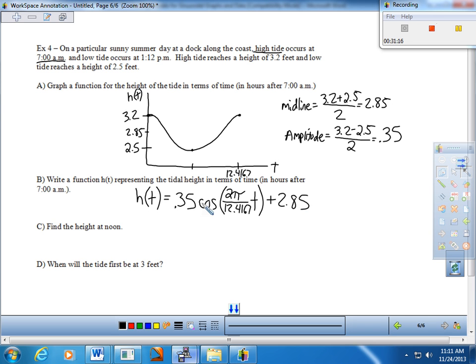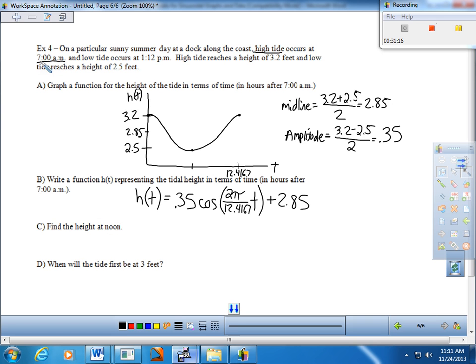I might come back and graph this at the very end just to make sure everything is okay. But for right now, let's wrap it on up with C and D. Given t, you can find h of t. Given h of t, you can find t. So let's do part C. Find the height at noon.